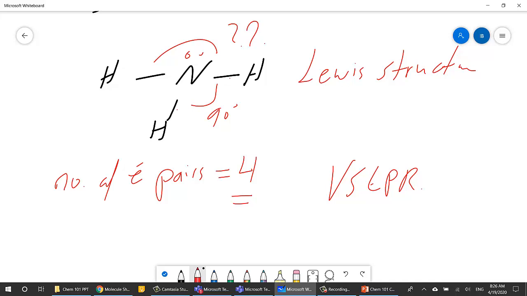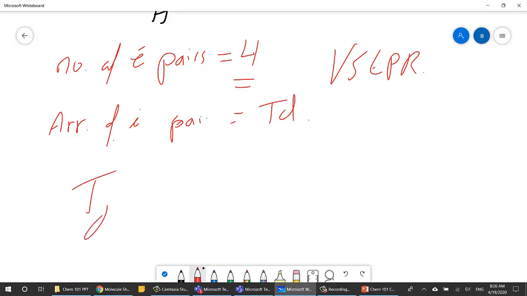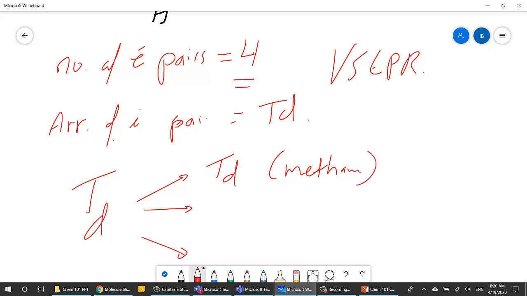So that means the arrangement of electron pairs is tetrahedral. So ammonia actually belongs to the tetrahedral group. But tetrahedral, as we said, has 3 shapes. We have a shape that is called tetrahedral, which is like methane. We learned also that tetrahedral has a bent structure, just like water. And now we have another shape for ammonia, and we need to know the name of it. Now, what is this called?